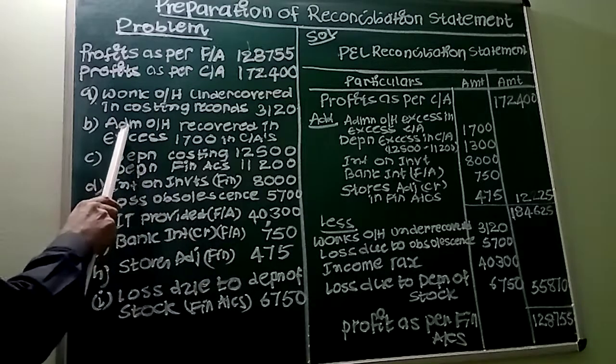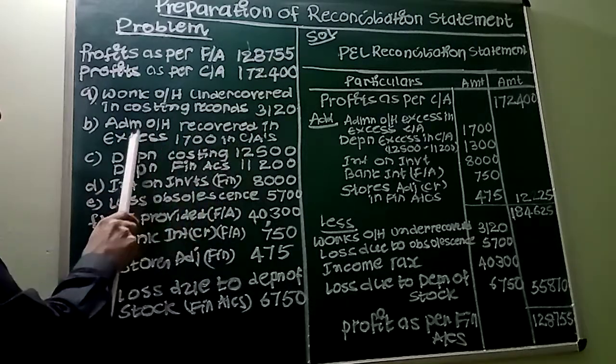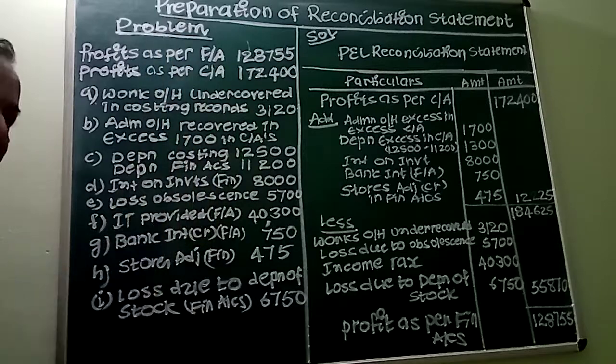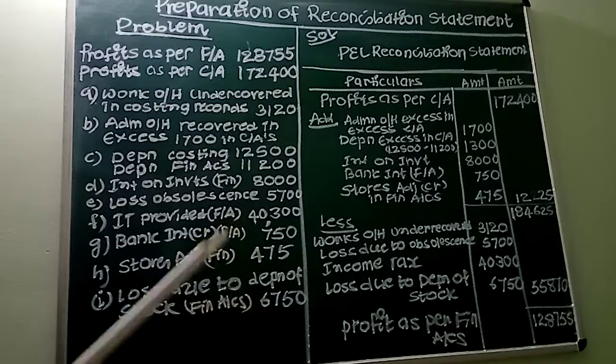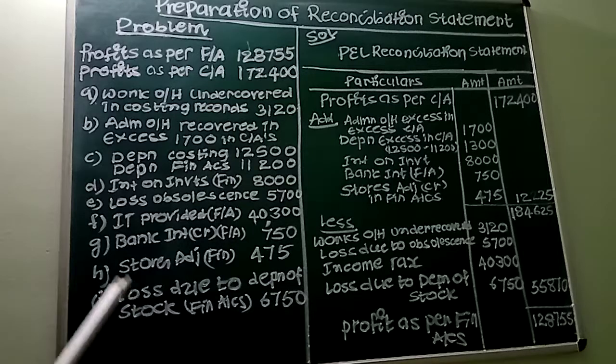Similarly, administration overhead recovered excess in cost accounts. That means administration overheads are less in financial accounts. Less expenses means more profits. So we have to add this item.